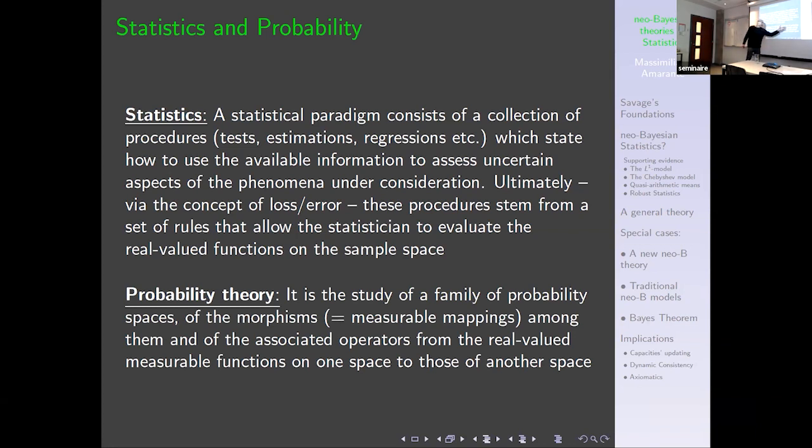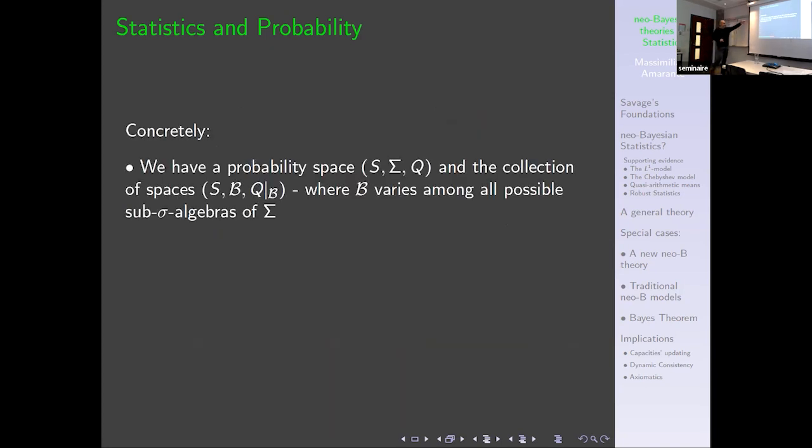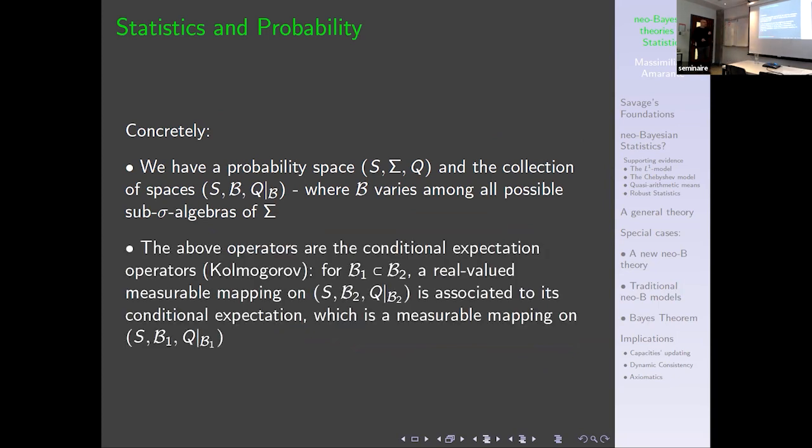Probability theory is what? It's by definition the study of a family of probability spaces, of the maps among these spaces, and of the associated operators from the real value functions on one space to the real value functions in another space. So concretely, probability theory is this. You have a given probability space (S, sigma, Q), and you have a collection of subspaces (S, beta, Q restricted to beta). So here beta varies among all the possible subspaces of sigma, and this is the restriction of Q that is defined on sigma to this subspace.